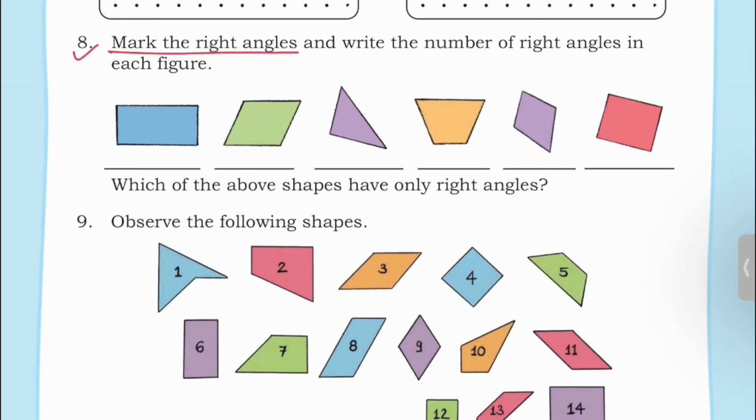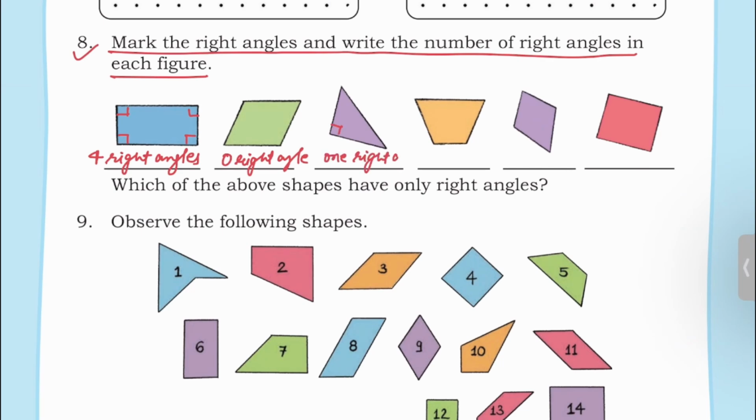Eight. Mark the right angles and write the number of right angles in each figure. You have to mark right angles and write the number of right angles in each figure. For the first one, that is a rectangle, 4 right angles. For the second one, that is a rhombus, 0 right angle. For the third one, 1 right angle. And for the fourth one, 0 or no right angle.